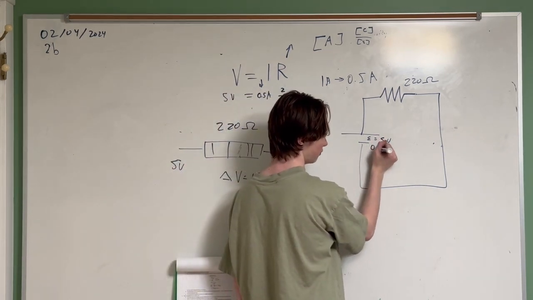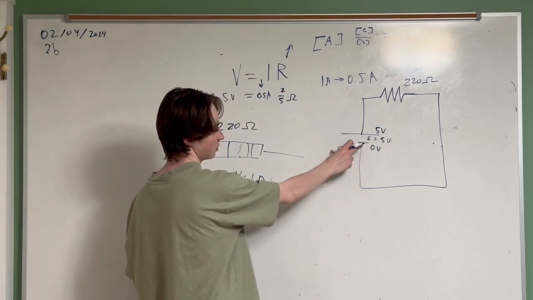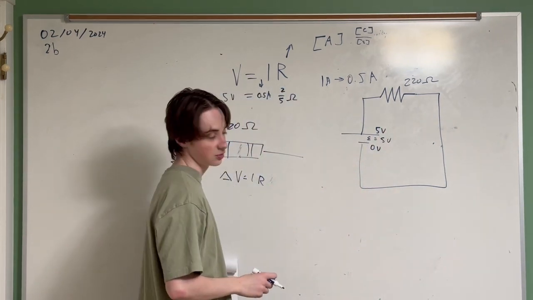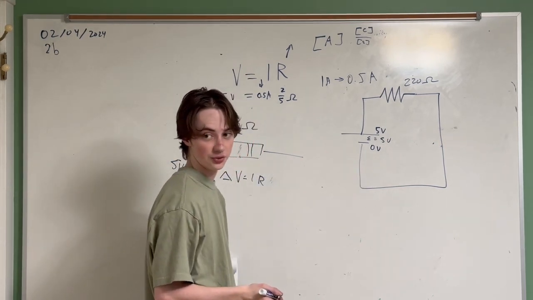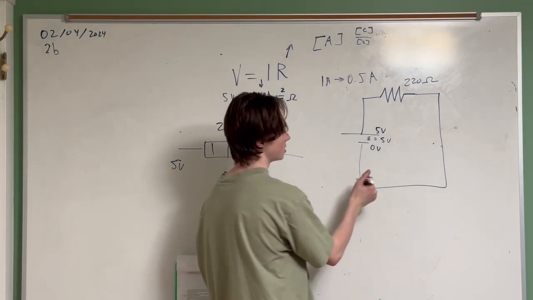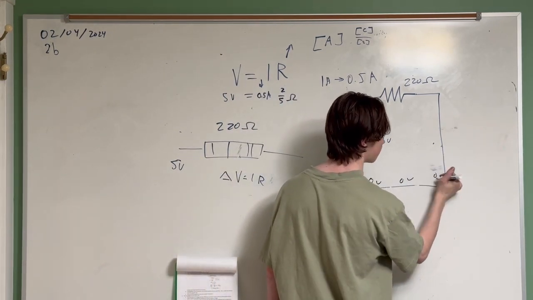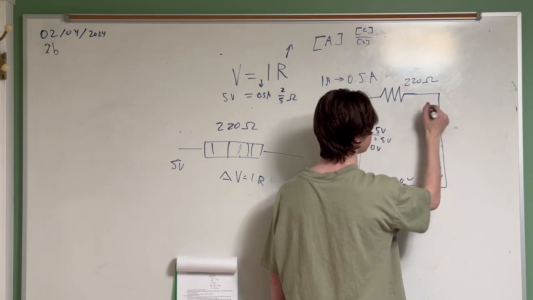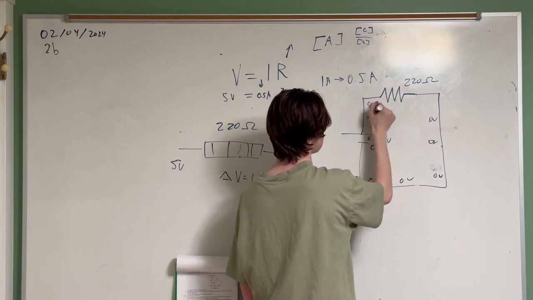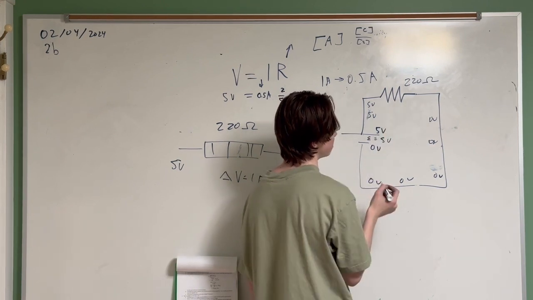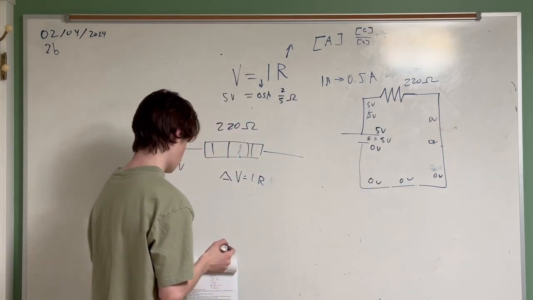So the voltage over here is 0 volts, and over here is 5 volts. This is ground, which is 0 volts, and this is the positive terminal, which is 5 volts. So the voltage drop happens across the resistor. It's 0 volts, 0 volts, 0 volts, and then after the resistor, we have 5 volts, 5 volts. That's because the resistor is what has all the resistance in the circuit.